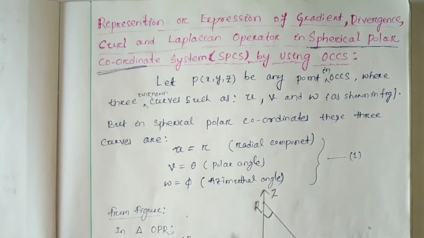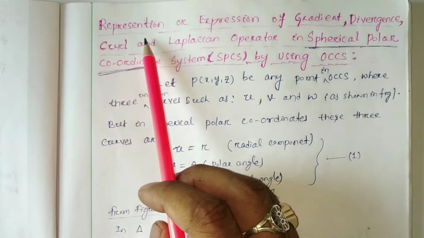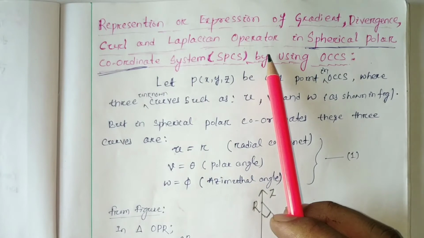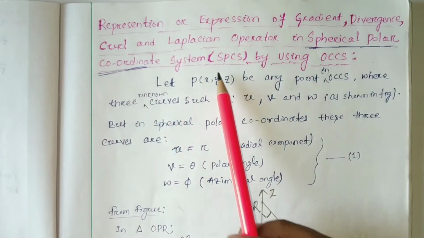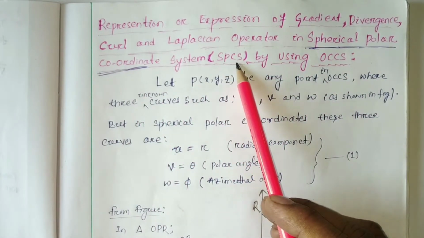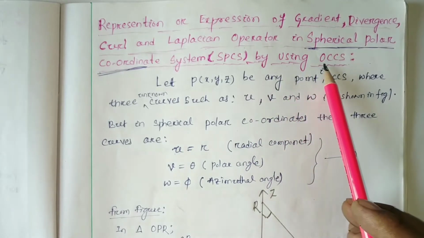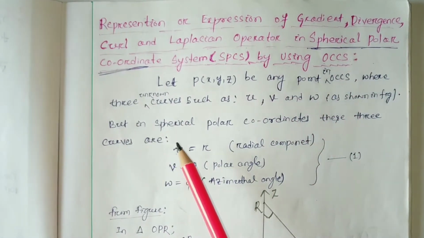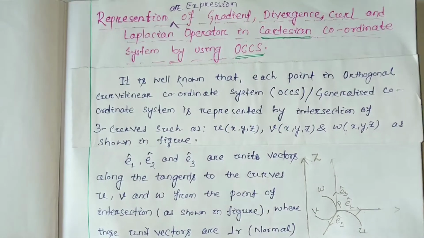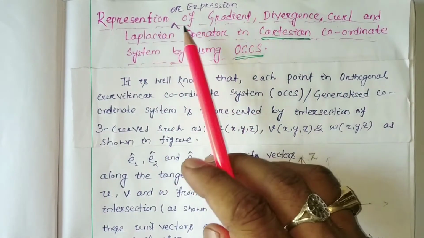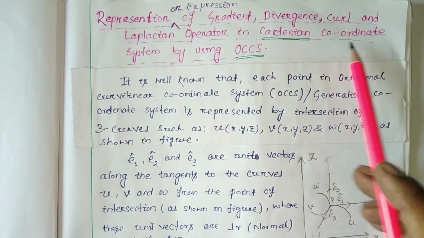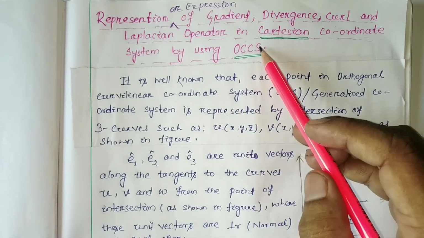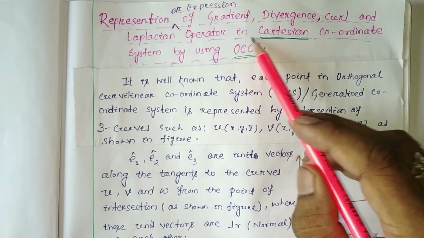In this class, we are going to discuss the representation or expression of gradient, divergence, curl, and Laplacian operator in spherical polar coordinate system, that is SPCS, shortly written by using OCCS, that means orthogonal curvilinear coordinate system. In our last class, we discussed representations or expressions of these operators in Cartesian coordinate system by using OCCS. Before that, we discussed what is the importance of OCCS.